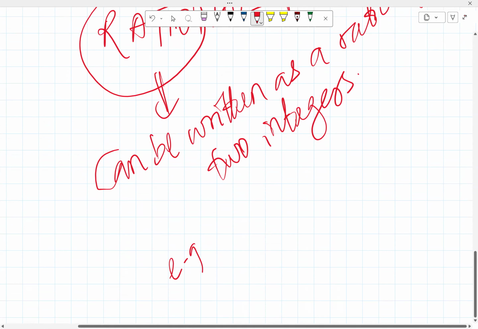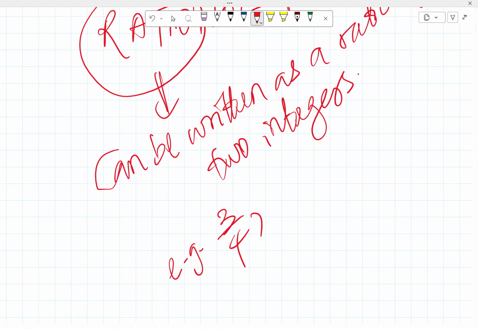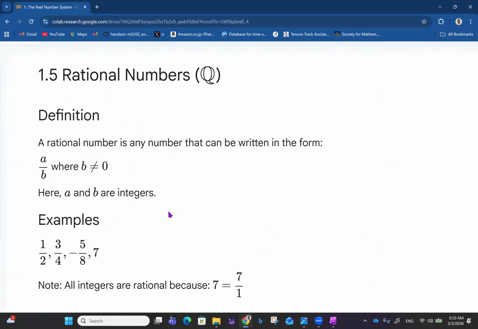I've given the example before, like 3 over 4, integer over integer. Even decimal form too can be seen as rational. So 7 over 11, minus 5 over 3, etc. As you already know, integers are positive and negative whole numbers, including 0. So even 0 is an integer. Here, a and b are integers. And of course, you cannot have 0 at the bottom because that's going to make the expression undefined. Example: 1 over 2, 3 over 4, minus 5 over 8, 7. All integers are rational because 7 is 7 over 1. So all integers are rational, right?